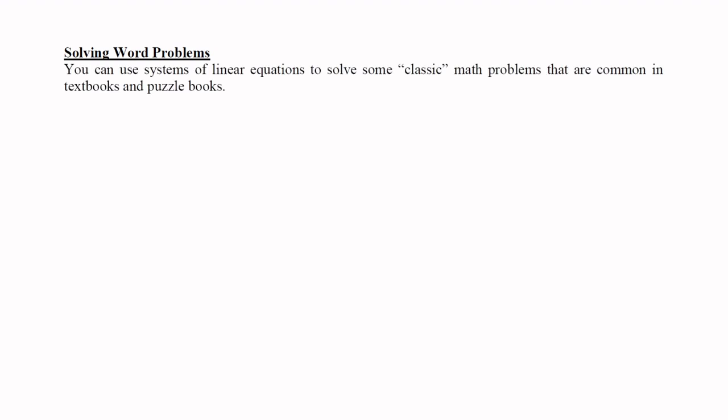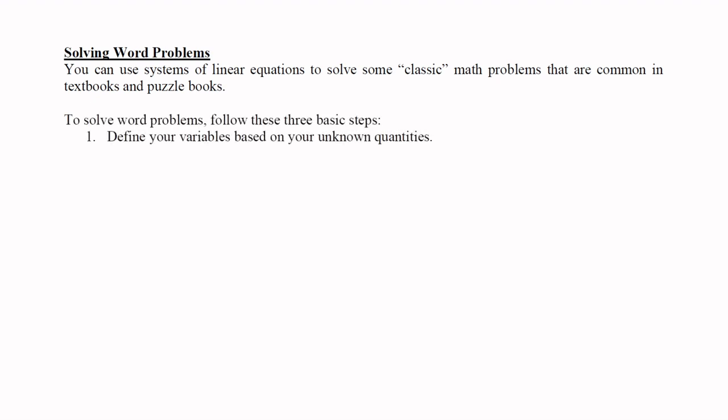So now that you know all the methods for solving a system of equations, we can use it when solving word problems. You can use systems of linear equations to solve some classic math problems that are common in textbooks and in puzzle books. To solve word problems, follow the 3 basic steps. Define your variables based on your unknown quantities. So you'll have 2 of them. One's going to be an x and the other is going to be a y. Write your equations based on what the problem states, and then solve using any method.